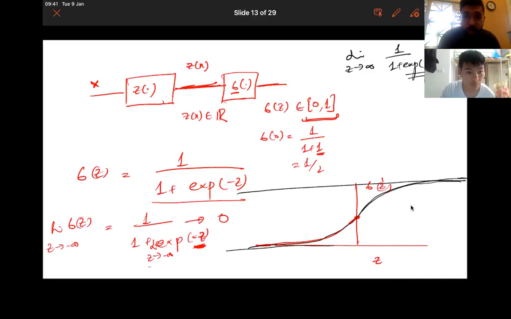It approaches 1 when z approaches positive infinity. It approaches 0 when z approaches negative infinity. So it is indeed bounded between 0 and 1. So the first challenge that we had, we have solved it. We have come up with a setup which would give us a number, which is the probability of the class label being 1 for a data point. So now we are half set.